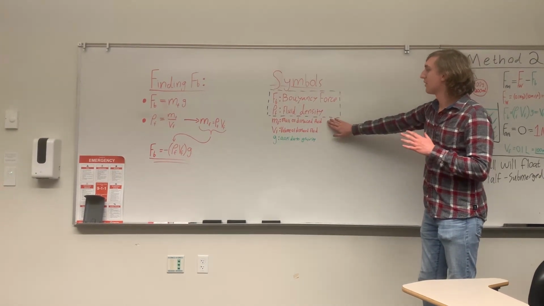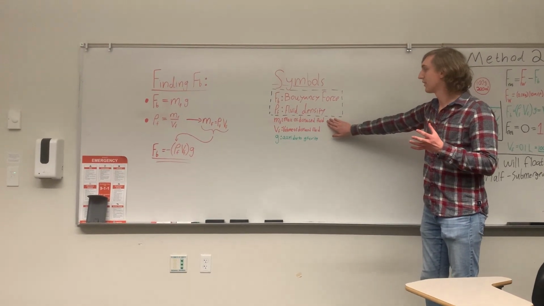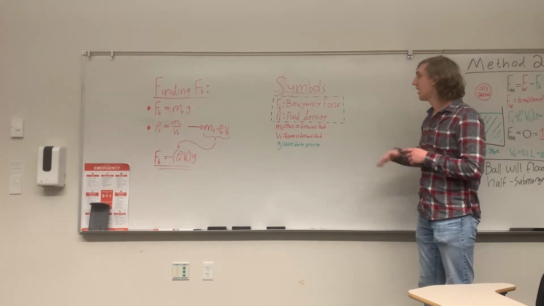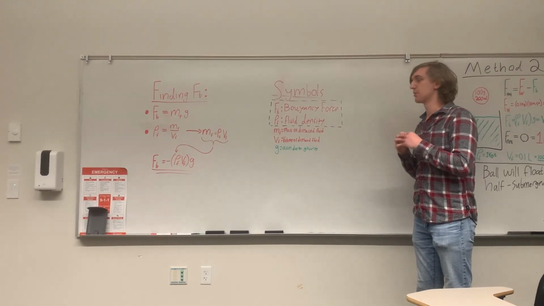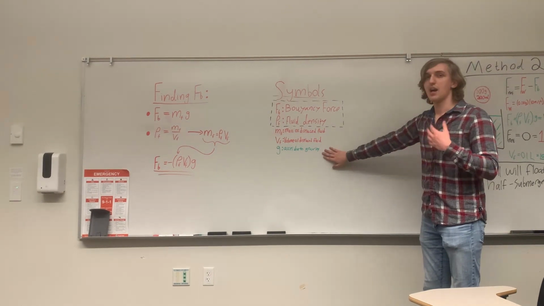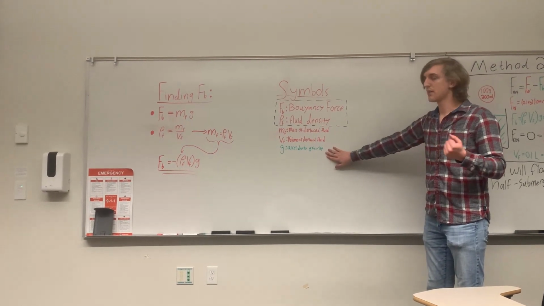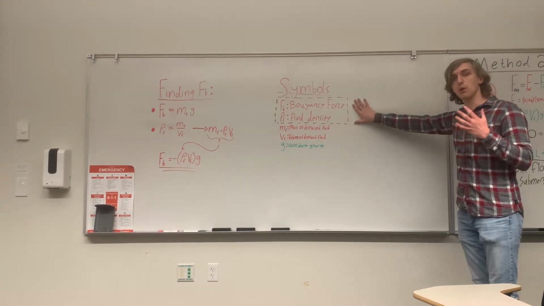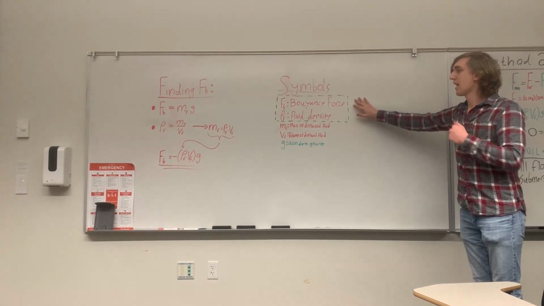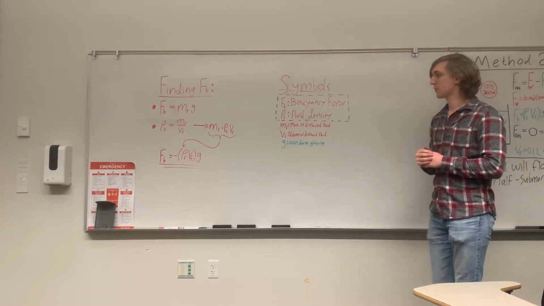Next up, we have the mass of the fluid that is displaced by an object placed in it, and the volume of the fluid displaced by an object placed in it. And then last, we have acceleration due to gravity, g. These are the two main ones we're going to want to be focusing on. So let's go ahead and derive Archimedes' principle over here.